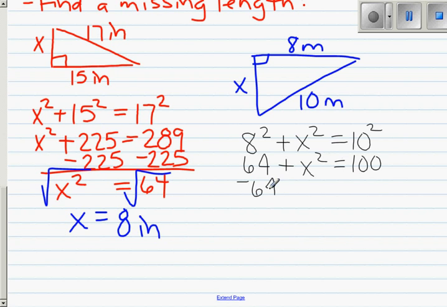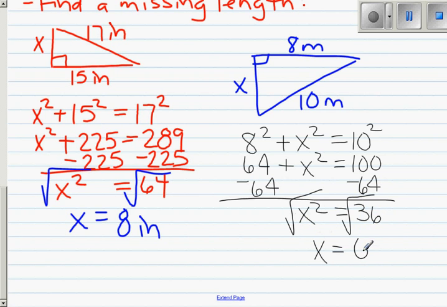Subtract 64 from both sides. X squared has to equal 36. In order to find x, we take the square root of both sides, and x equals 6. And don't forget to label meters.